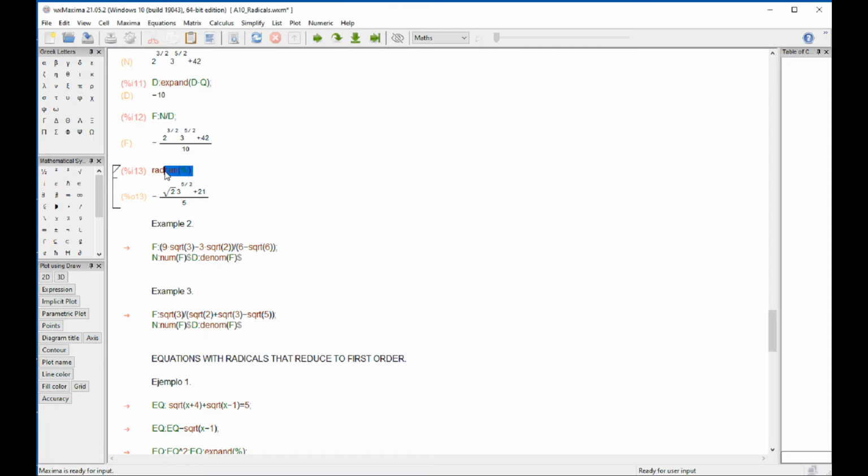Using radcan for simplifying radicals, I was able to reduce my result to this value. Example 2.